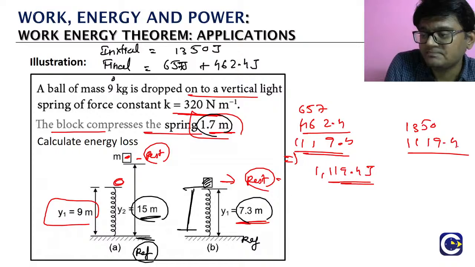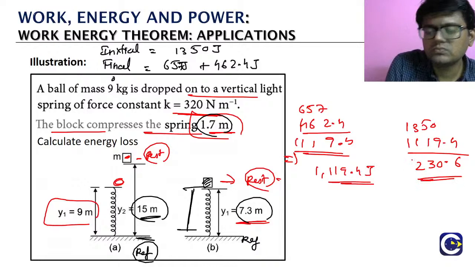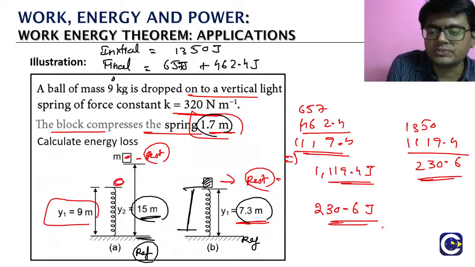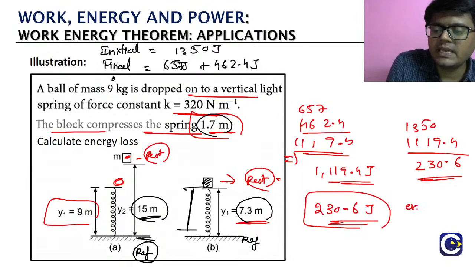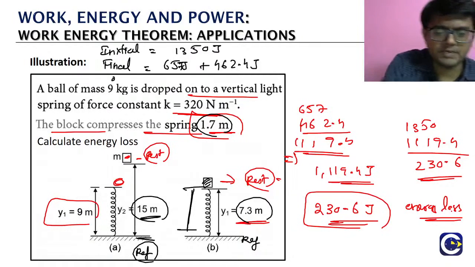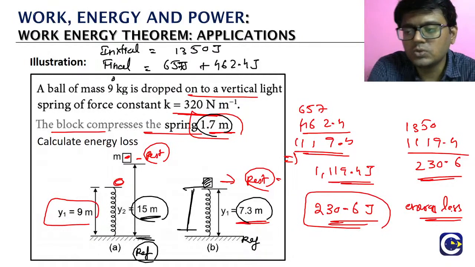What we will get பாருங்க, இங்க ஒரு 6 வரும், then we'll have இங்க 0, okay, then we'll have 3, அதுக்கப்புறம் we'll have 2, so 230.6 joules. This is the energy loss. Check பண்ணுங்க, what should be the answer we should get? 230.6 வரணும்.